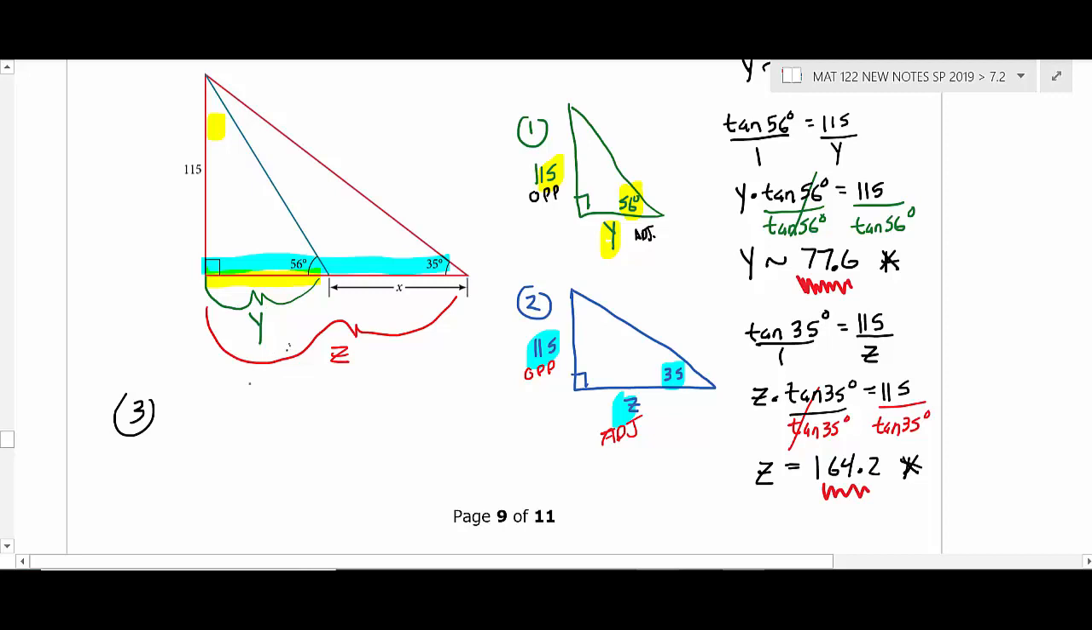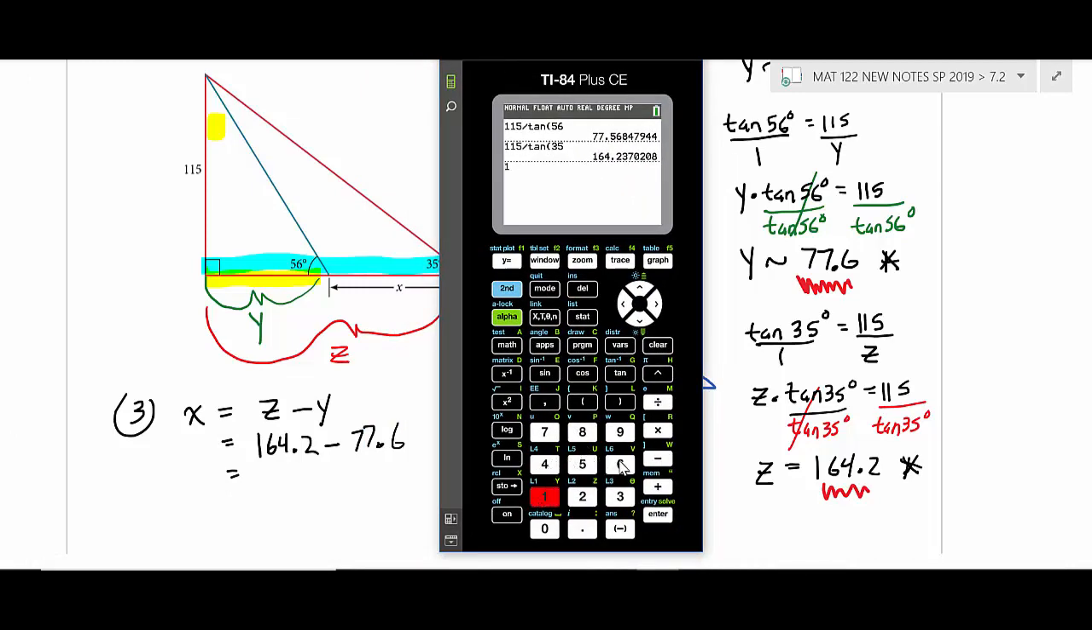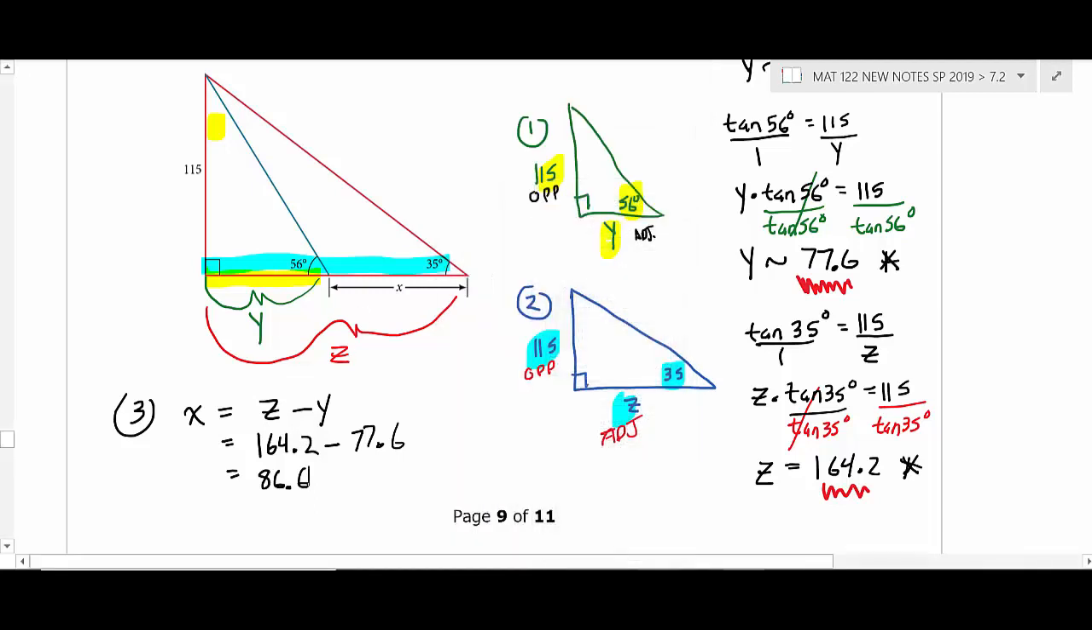So what you do is, if you want to find x, it's just going to be z minus y. I think of this as the whole minus the part gives you the rest. Okay, so z was 164.2, y was 77.6, and then that should give the answer to the problem. Okay, so I'll go ahead and do that, and that'll close that problem off. 86.6. These problems are kind of fun, you know, because you got to think a little bit about it and kind of come up with a strategy. These aren't too hard, but they can sometimes be pretty challenging to do, depending on what the situation is. Okay, so that'll take care of that.